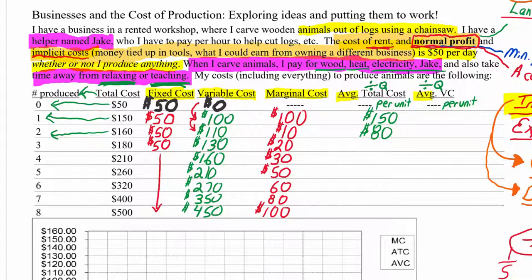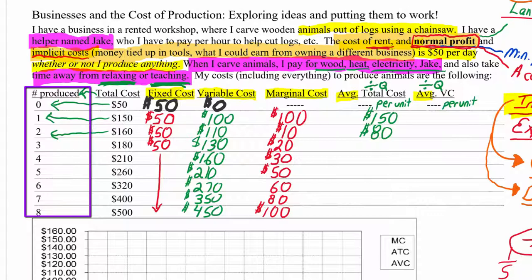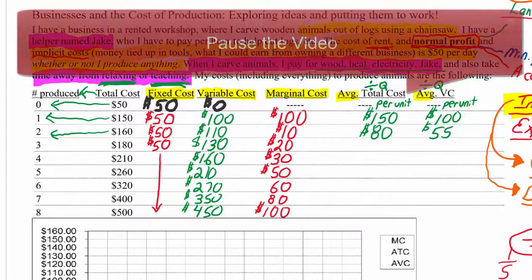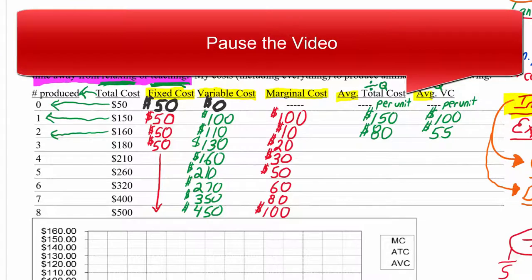Similarly, for variable cost, we just want to look at the labor and materials cost per unit. We take those variable costs, 100, 110, 130, and divide them by the quantity we're producing. So 100 divided by 1 is $100 per unit spent on variable costs. 110 divided by 2, $55 per unit spent on variable costs. Take a minute and fill out the rest of your table.